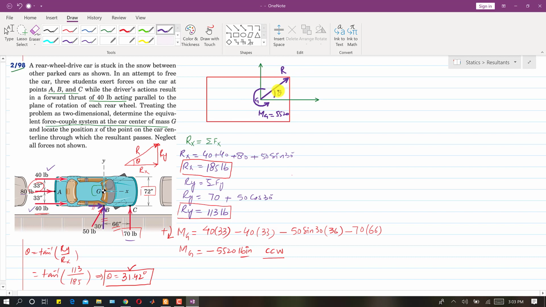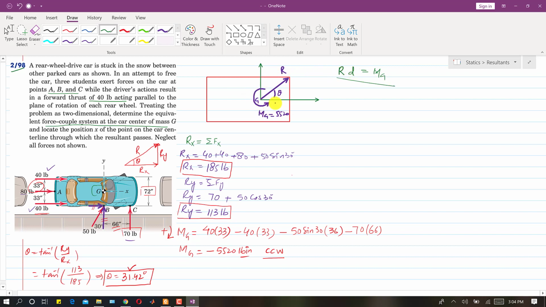Now we will find the perpendicular distance of this R from this point G so that it should produce the same moment. So we will replace this force couple system by a single force. I will write R into D is equal to the moment about G. Or if we do not find this D distance, we are also able to find the x-intercept for this problem. So let me solve it directly. We will not find this D.